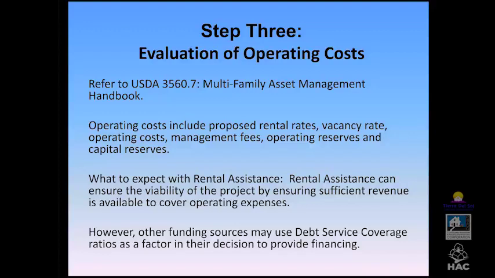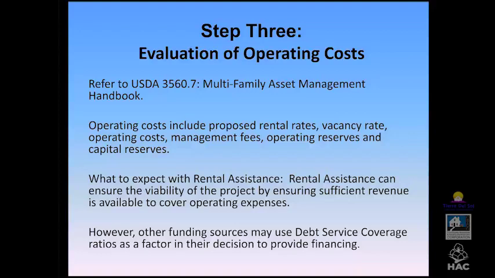Step 3, so we've got our marketing study. We've assessed the site to see if it's likely a good site. The next thing we want to do is get an idea of what our operating costs will be. There is a multifamily asset management handbook, 3560-7, and that is the handbook that will answer all your questions of what operating costs are included and how USDA evaluates those.